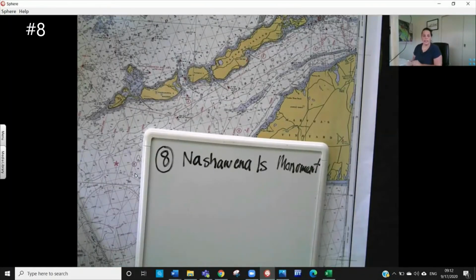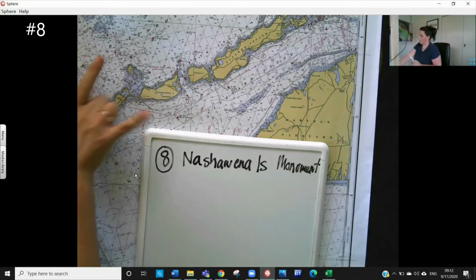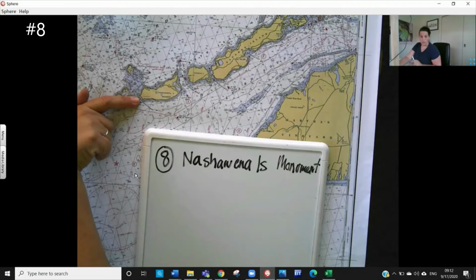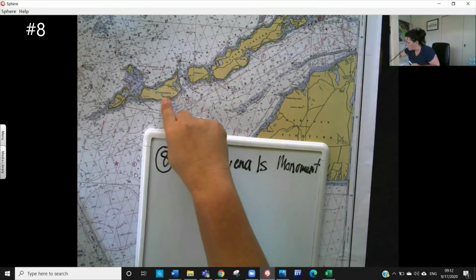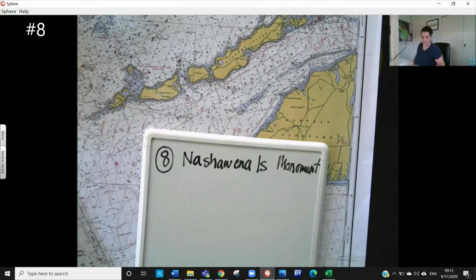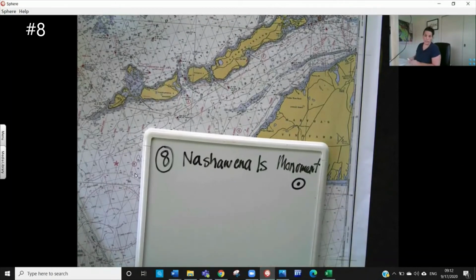Okay, number 8 is our Nashaena Light Monument. So that island is part of this island chain here between Buzzards Bay and the Vineyard Sound. On this island, we have a couple prominent land features. We have a house, a monument, and that's about it on this one. So this monument is the object that we are finding. So again, that's going to be a solid dot with a circle. That's a prominent landmark.